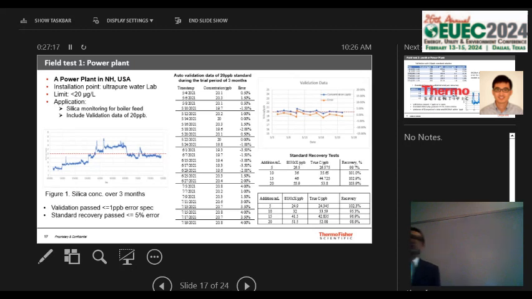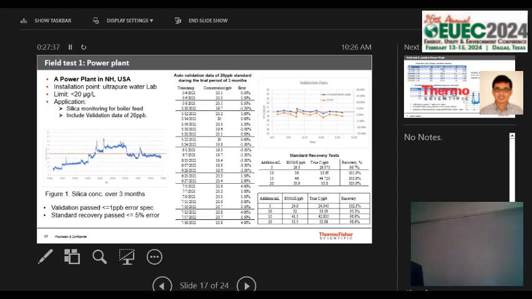Very clear. That shows that our analyzer is stable, able to run stably over 3 months, given different temperature swings, different temperature changes. It's within the spec of 1 ppb error or less.